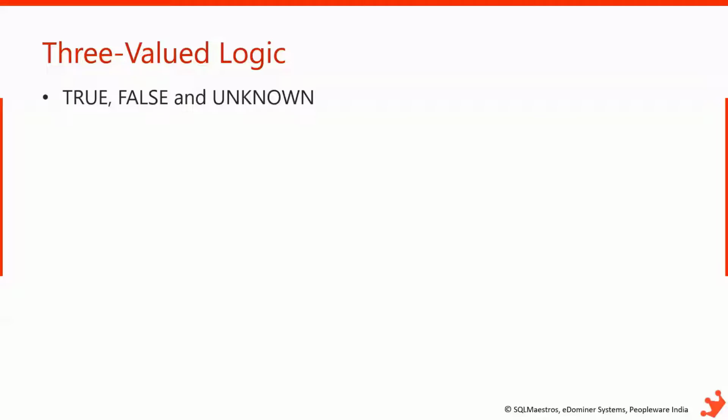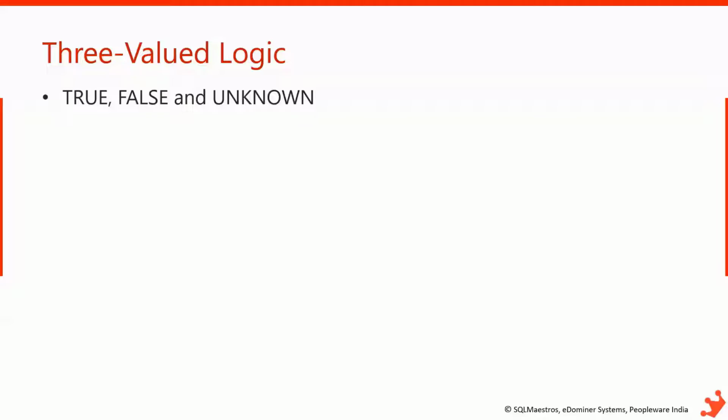Logical expressions in most programming languages can be either true or false, which is referred to as two value logic or Boolean logic, where if you evaluate an expression, you will get either a true or a false value. But in SQL in general, be it Oracle, MySQL, or any database management system which uses the standard language SQL, it follows three value logic where true, false, and unknown values are present.